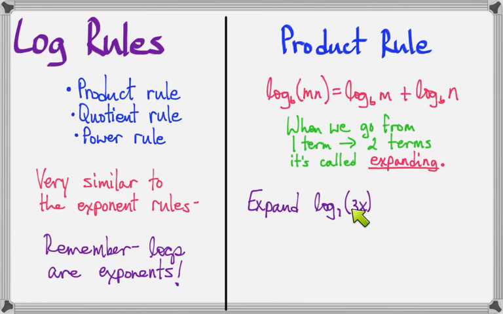Well, I have two factors here, so I'll be able to expand this into two terms. Log base 7 of 3 plus log base 7 of x. So see, what used to be one term becomes two terms. Each factor gets its own log term.